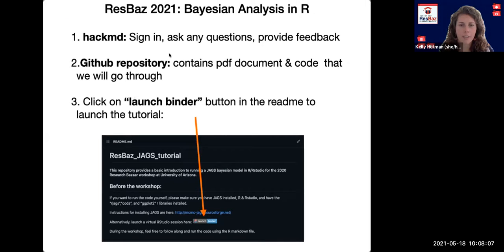Perfect, thanks. Yeah, so last year I did this tutorial and there were a lot of issues with making sure everybody had the right software on their computer, and downloading JAGS can be kind of a pain. And so this binder instance I think is going to be really helpful. So thank you for that, Jessica.